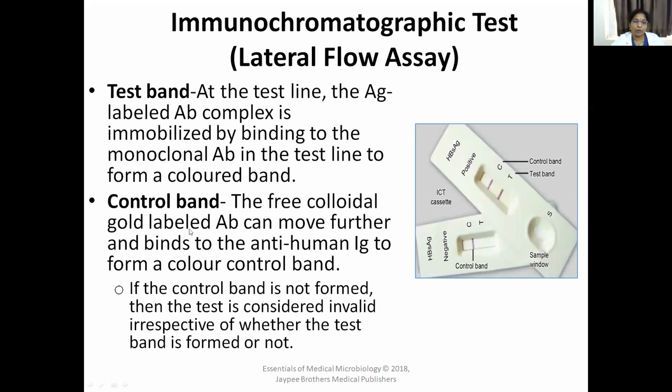The free colloid gold labeled antibody can move further and binds to anti-human immunoglobulin to form a color control band. So in the control band, the gold colloid antibody combines with the internal control antibody and it forms a color band. If the control band is not formed, then the test is considered invalid, irrespective of whether the test band is formed or not. So to tell the test is positive or negative, you should get a color band in the control region also. That is compulsory to tell the test is valid.